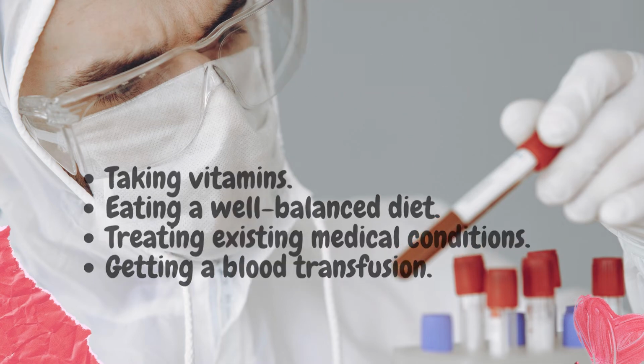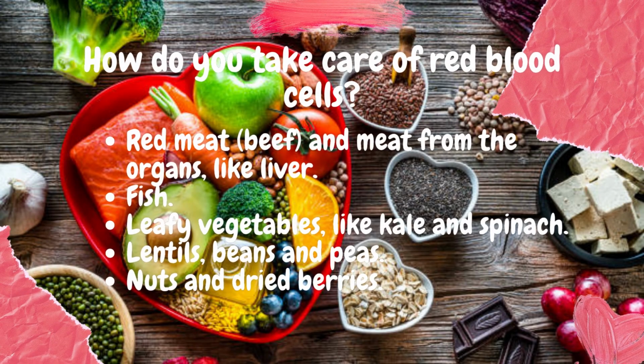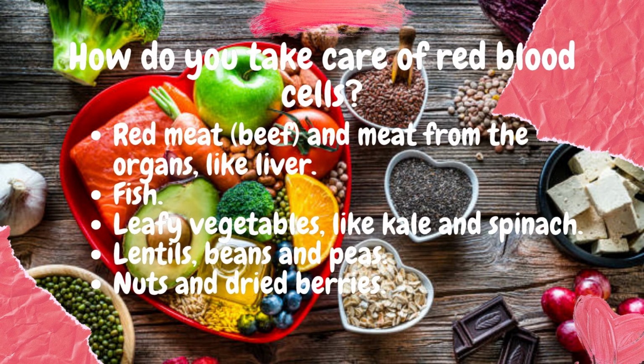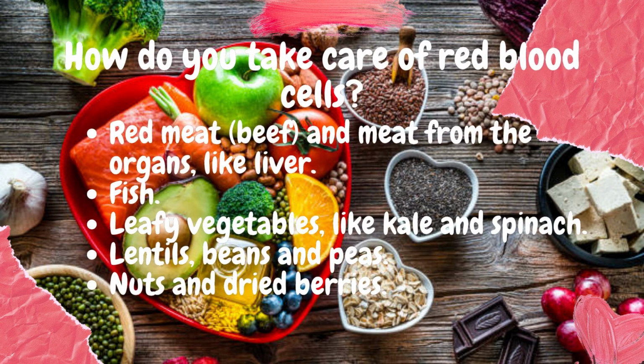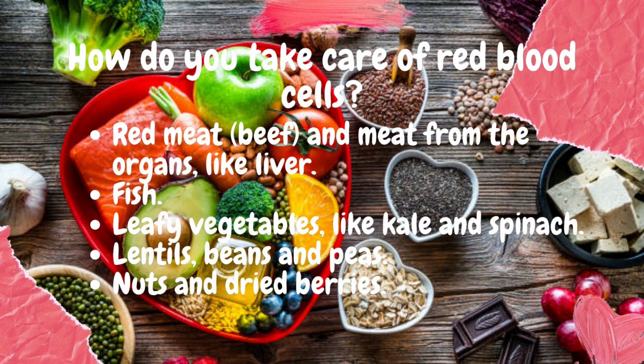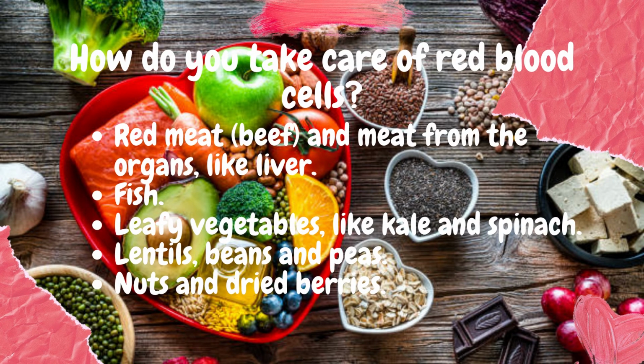Last but not least, you must know how to take care of red blood cells. You can maintain healthy red blood cells by eating a nutritious diet that is full of vitamins and minerals like iron, B9, folic acid, and B12, which includes red meat, beef, and meat from organs like liver, fish, leafy vegetables like kale and spinach, lentils, beans, and peas, nuts and dried berries.